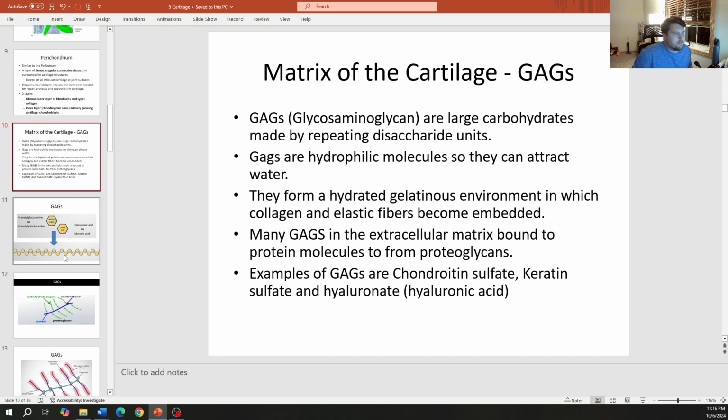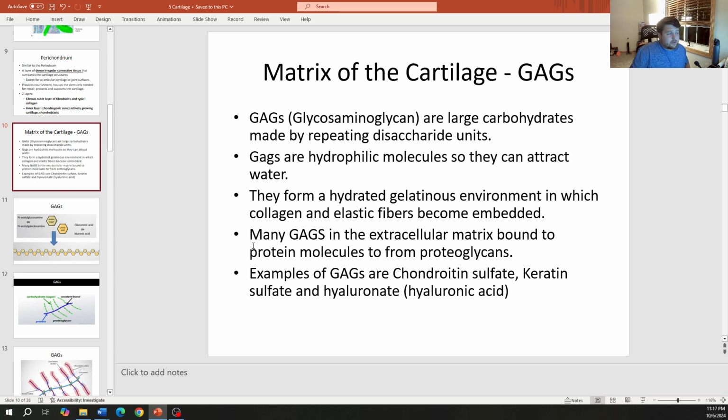When we talk about the makeup of cartilage, something that's really, really important are these things called GAGs, glycosaminoglycans. We've talked about these before. We touched on them briefly in a previous lecture, before exam 1. These are large carbohydrates which are made by repeating disaccharide units.